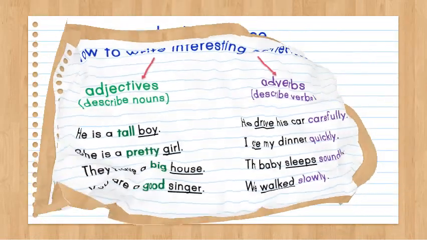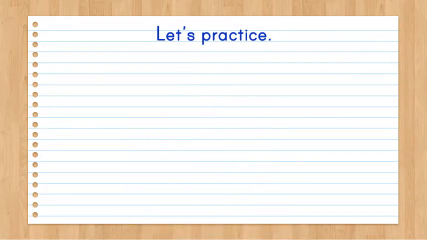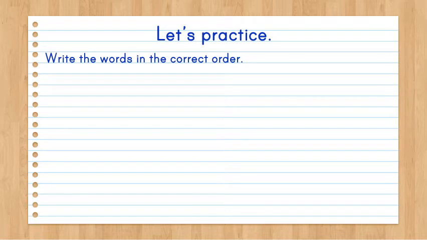So let's do some practice. Write the words in the correct order. Look at the first sentence. My family, the zoo went to. Does this sound correct? No. So what do you do? Now remember the rules: subject, verb, and object.